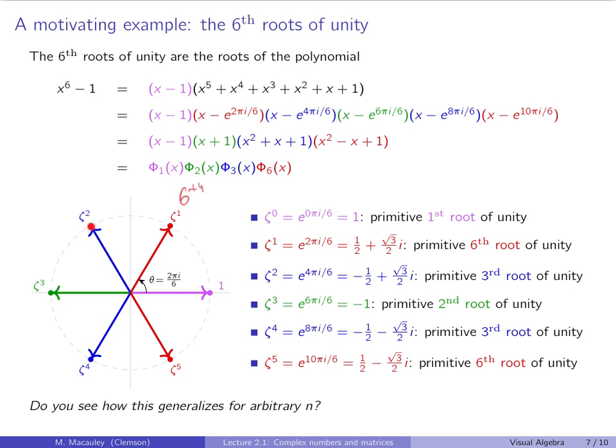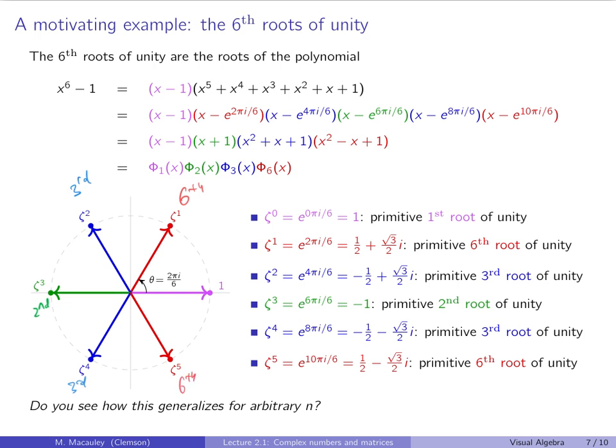Zeta squared, this is an angle of 120. If you square it, you get down here. If you cube it, you get down here. This is a primitive third root of unity. Zeta cubed, this is negative 1. Negative 1 squared is positive 1. This is a primitive second root of unity. Similarly, zeta to the 4th is a primitive third root of unity. And zeta to the 5th is a primitive 6th root of unity.